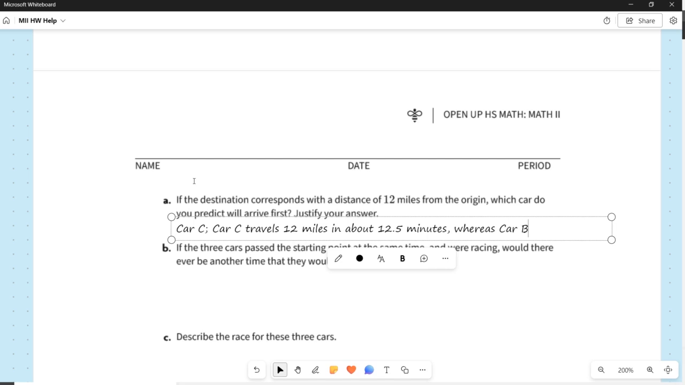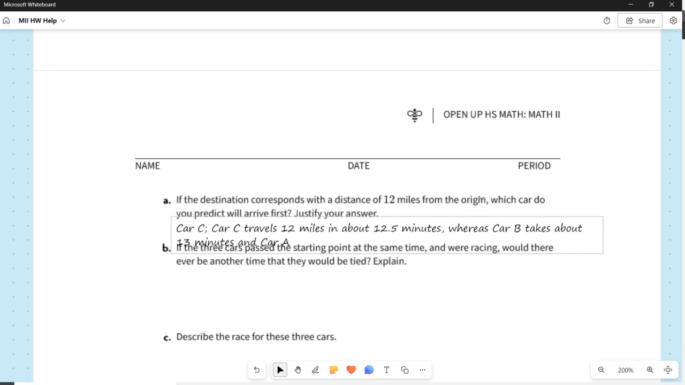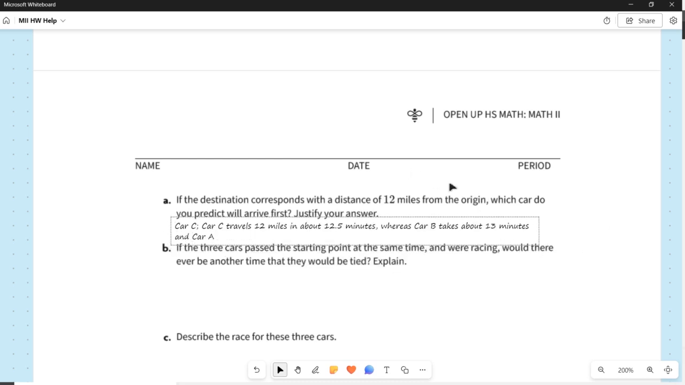Whereas car B takes about 13 minutes, and car A, just a little bit smaller so we can read it, takes about, we'll say, 14 and a half minutes.